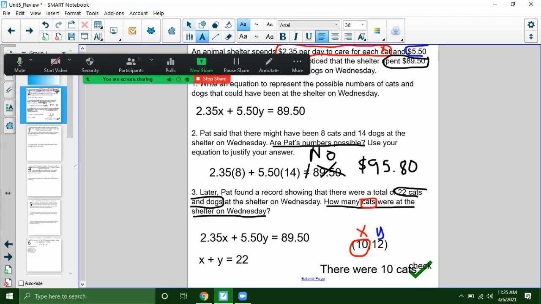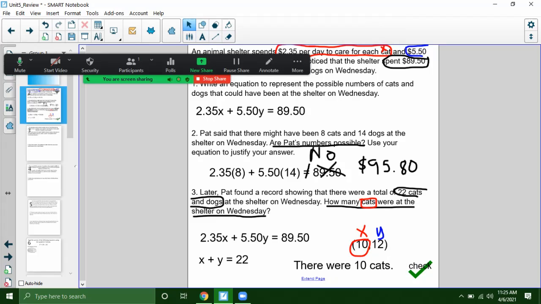And that's pretty much it. So you solve by finding the intersection, but you do have to be mindful of the variables. So if you said that the cats were X, you look at the X and the dogs are the Y. But in this case, they're not asking us about the dogs, but we just keep it there just in case. That's it.